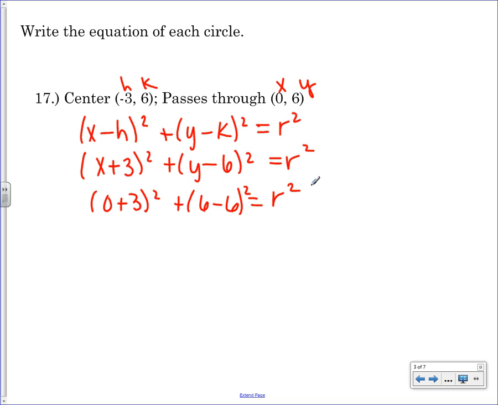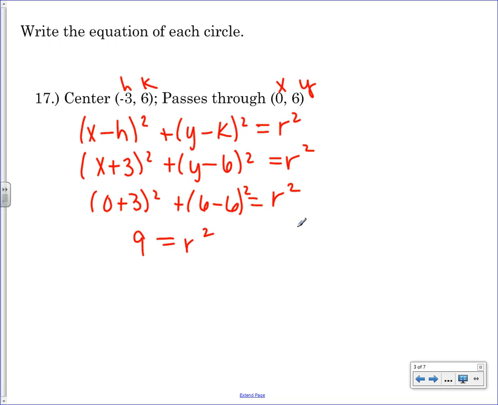Okay? So what is 0 plus 3? 3. What's 3 squared? Okay? What's 6 minus 6? 0 squared. 0. So 9 is equal to r squared. Do you guys get that?